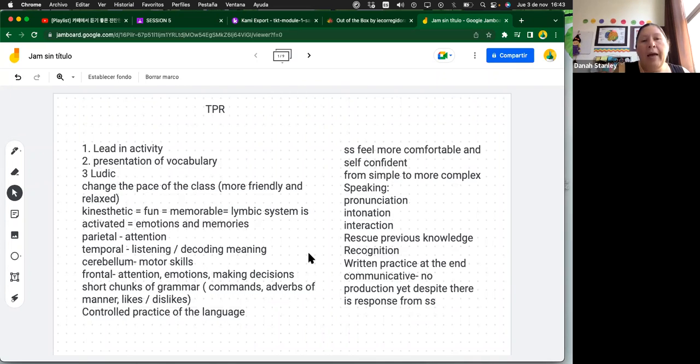And we can realize that it goes beyond a game, and it can also be used with adults. It's not only a game for children. Something else that I can teach, for example, by using TPR, probably, yes, commands, verbs, adjectives, even vocabulary.